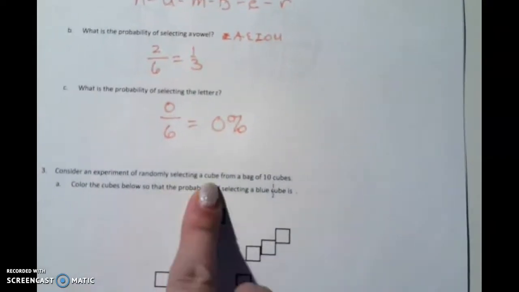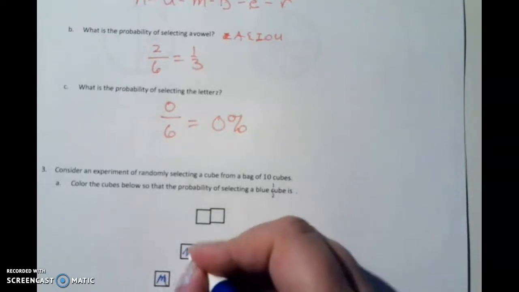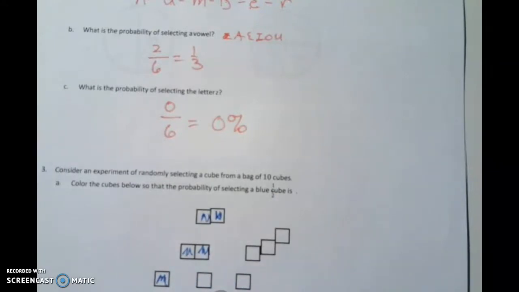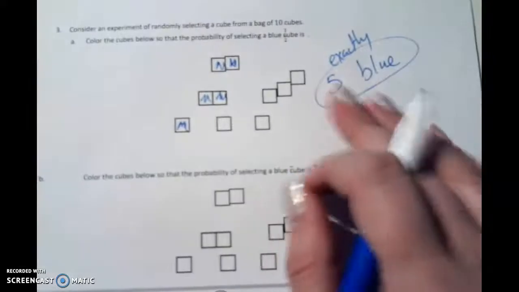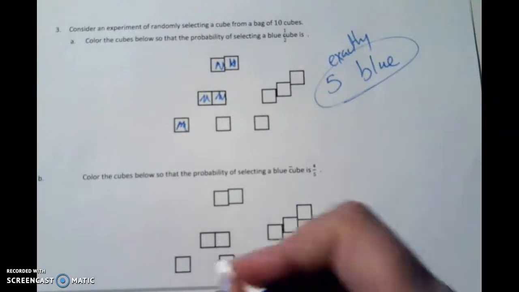Okay, now we're considering another experiment, randomly selecting a cube from a bag of 10 cubes. Color the cubes below, so the probability of selecting blue is 1/2. So there are 10 cubes. 5 of them would need to be, I'm not going to color them all the way, 1, 2, 3, 4, 5. 5 of them would need to be blue. Exactly 5 blue. I could leave these white, I could color them orange or different colors, just exactly 5 need to be blue.